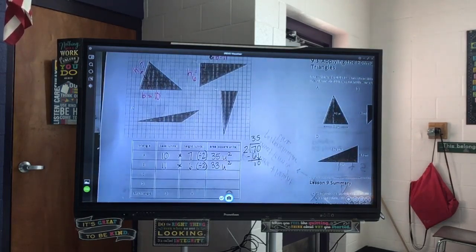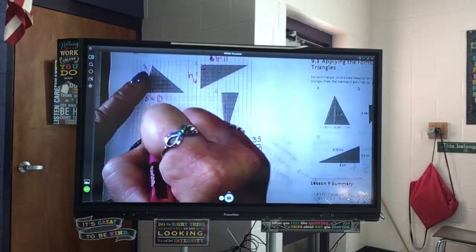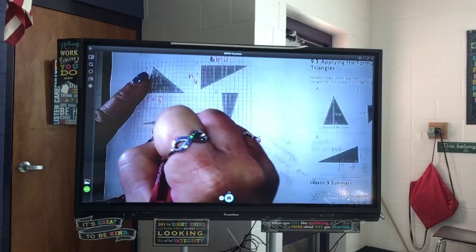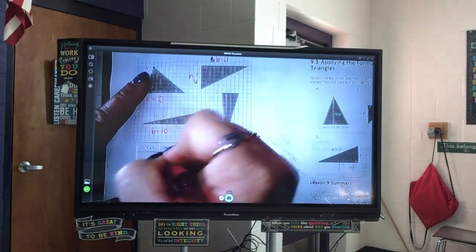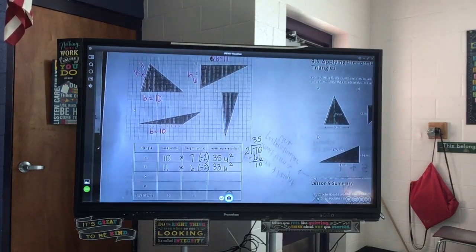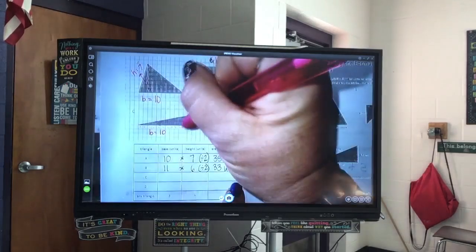Alright, looking at C, which one did you identify as your base? Troy? We did 10, on the bottom. So this is gonna be our base. And we have 1, 2, 3, 4, 5, 6, 7, 8, 9, 10. Perfect. Alright, so if this is our base, guys, it's important that we know that we can extend outside of our shape to make sure we get that height. Don't try to figure it out from here.